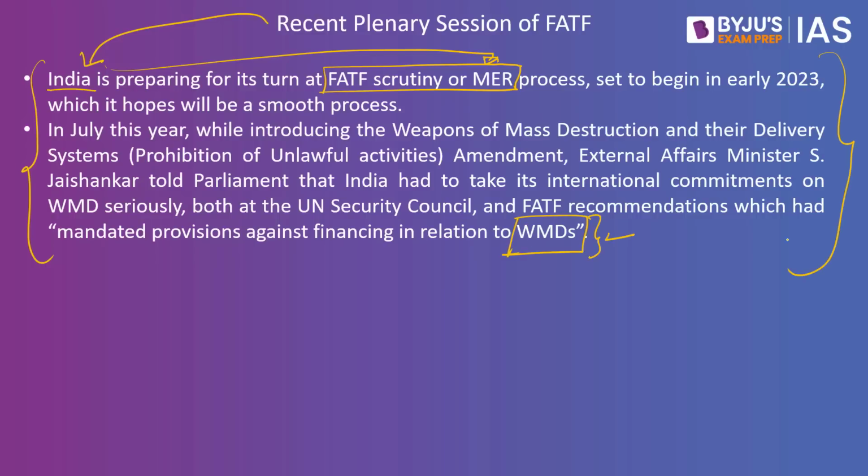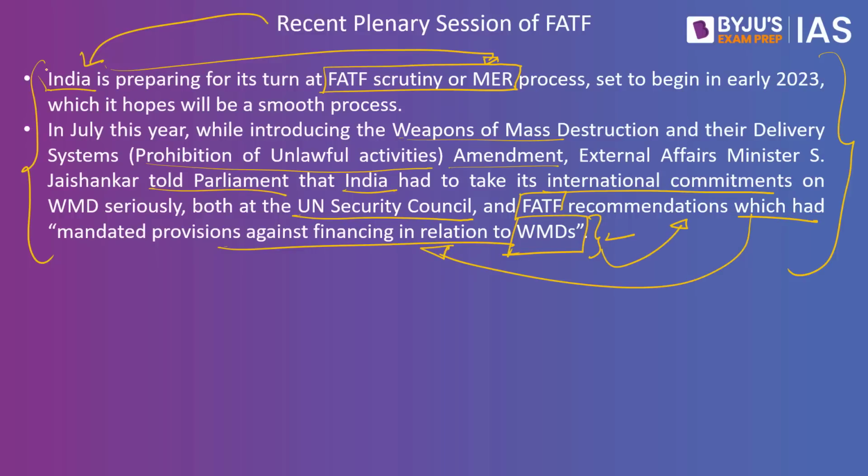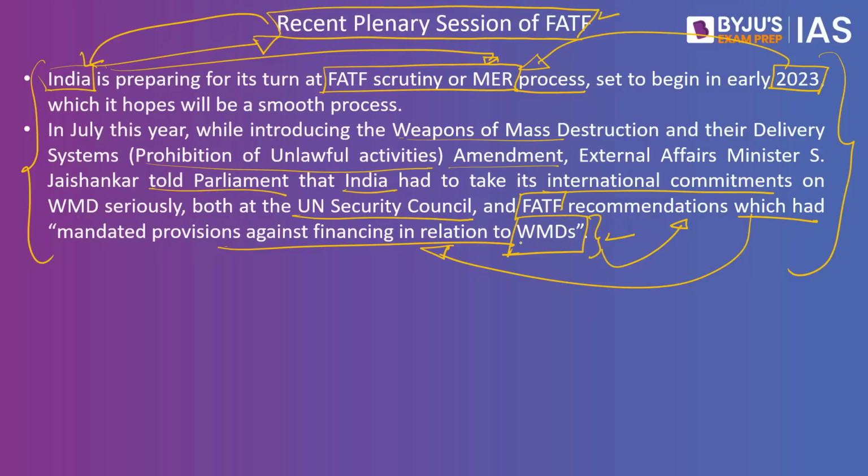This became clear earlier this year when India's foreign minister told the Indian Parliament, while introducing the WMD and Unlawful Activities Prohibition Amendment Act, that India will be using international platforms like FATF and UNSC to continue to put pressure on Pakistan in order to prevent the proliferation of WMDs. So early next year, India is all set to lead the FATF to review mutual evaluation reports of other countries, and India is likely to use the platform to continue putting pressure on Pakistan, both with regard to terror financing as well as with regard to proliferation of WMDs.